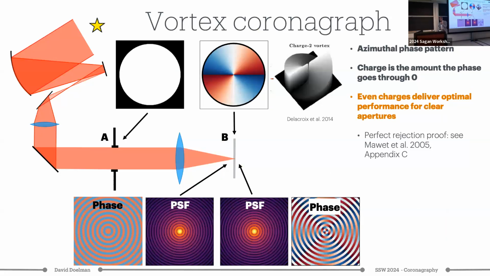So let's look at one of these coronagraphs that is almost close to optimal. It's a vortex coronagraph, and you'll play with this, I think, in the hands-on session later today. Here we have an azimuthal phase change going from 0 to 2 pi twice, because the charge here is 2, which is the number of times the phase goes through 2 pi. And even charges deliver optimal performance, so they actually have perfect stellar rejection. The proof of this you can see in Dimitri Mawet's paper in Appendix C. It's interesting, so if you want, you can look it up.